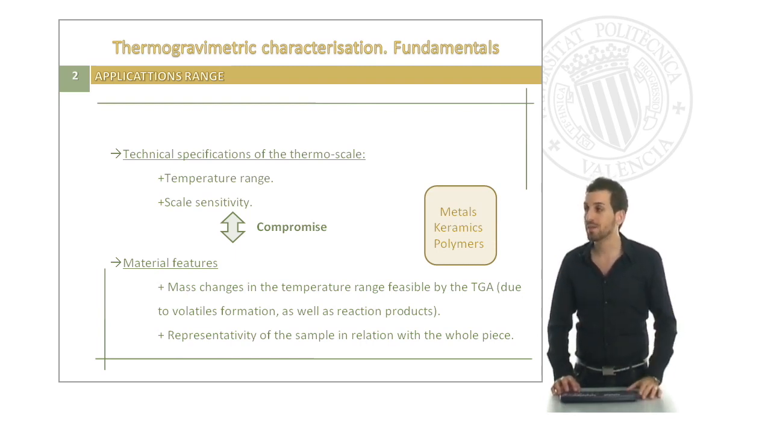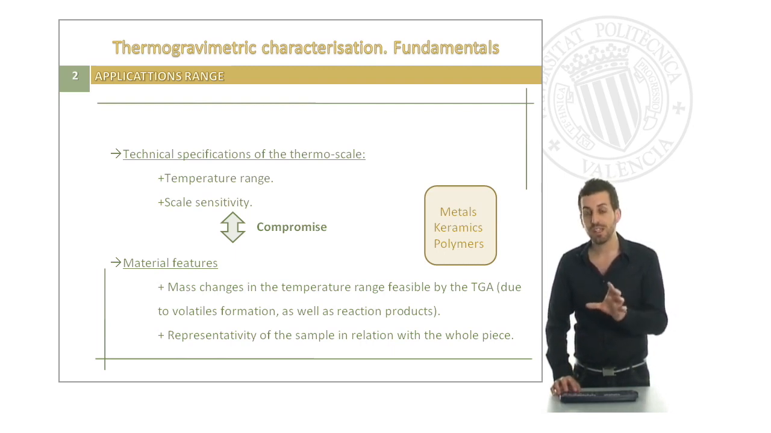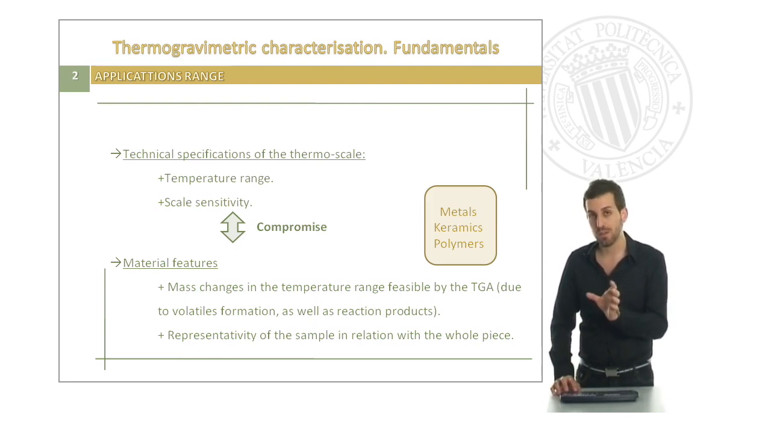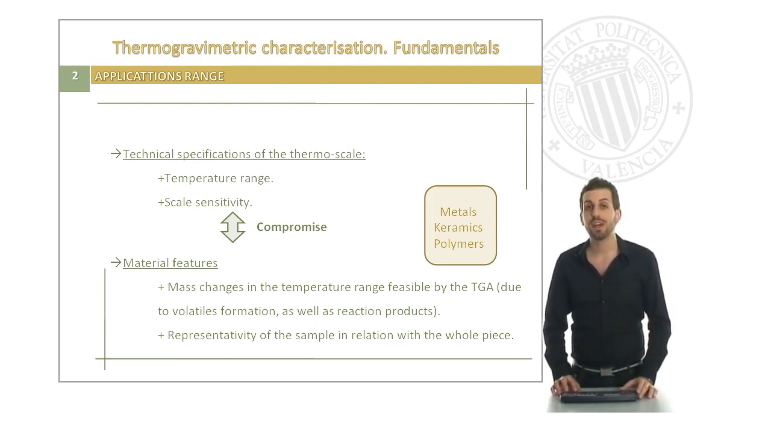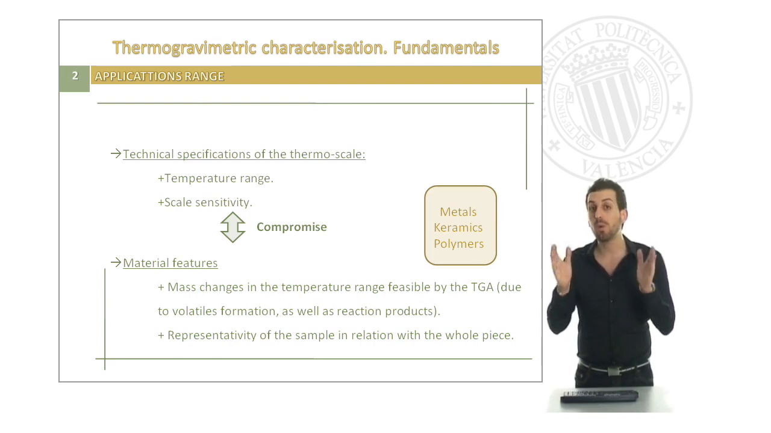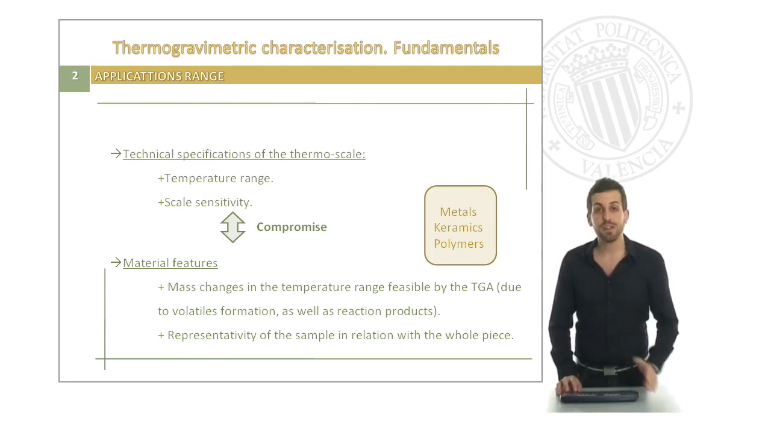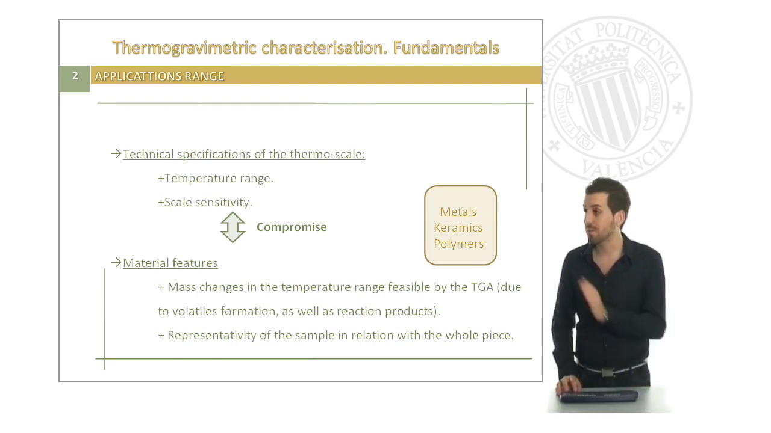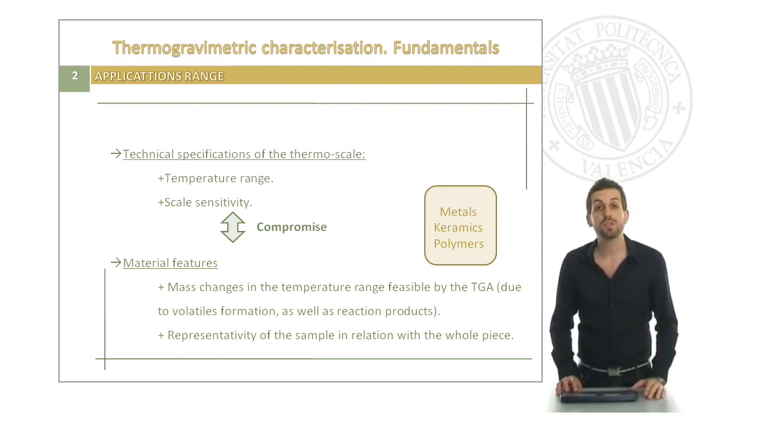Then, thinking about our material, we have to know if the mass changes that we want to see are in the temperature range visible by our TGA. As well, we have to know if the sample that we have is representative in relation to the whole piece that we want to analyze. Regarding the kind of materials that we can analyze, we can go from metals to ceramics and then to polymers.